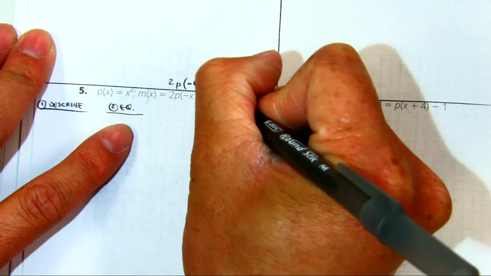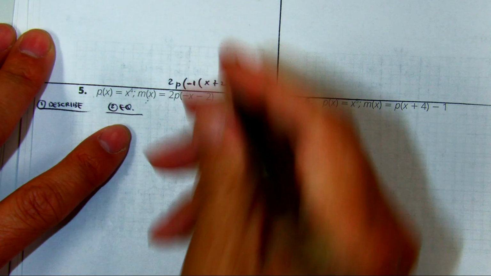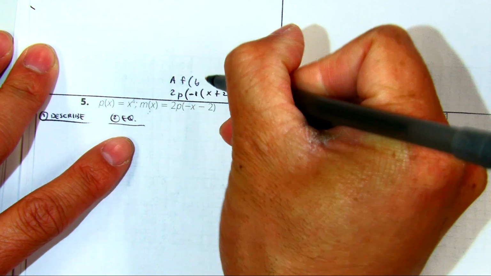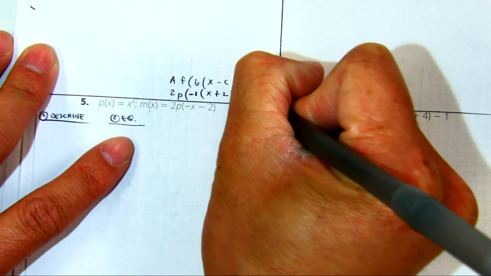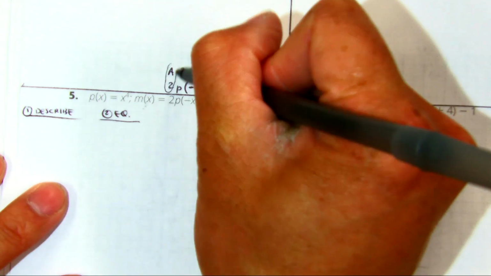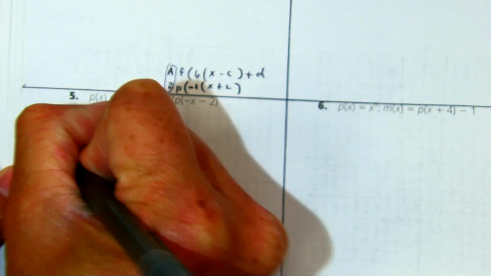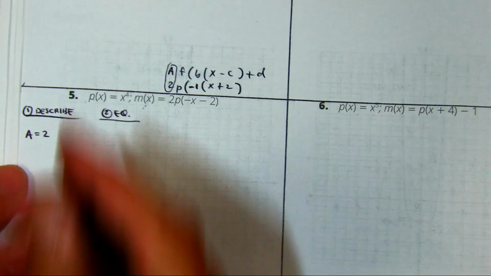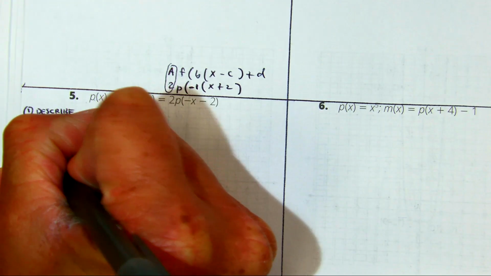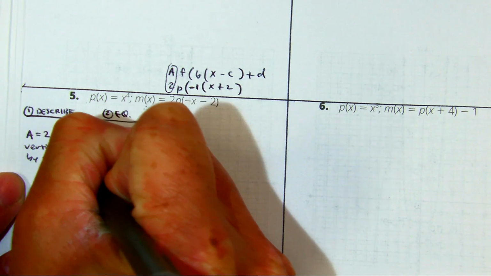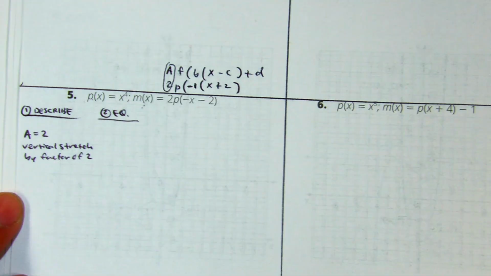Class, what do you think that -1 becomes? This becomes your B value. So I have an A value that's 2. Class, if your A value is 2, what does it do to your graph? Vertical stretch by a factor of 2. Okay, so that's my A value.